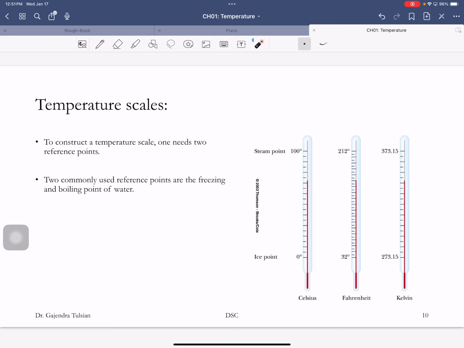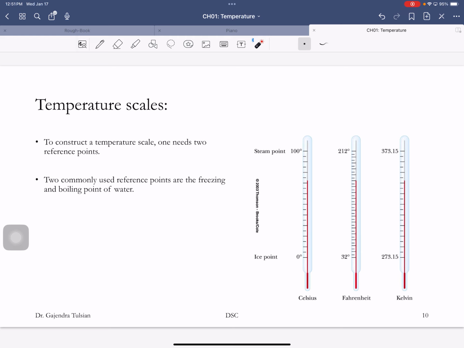So these guys call this 0 degrees Celsius, and this 100 degrees Celsius. And these guys call it 32 degrees Fahrenheit, 212 degrees Fahrenheit. And these guys call this 273 degrees Kelvin, 373 degrees Kelvin. So how many different temperature scales are possible? An infinite number.